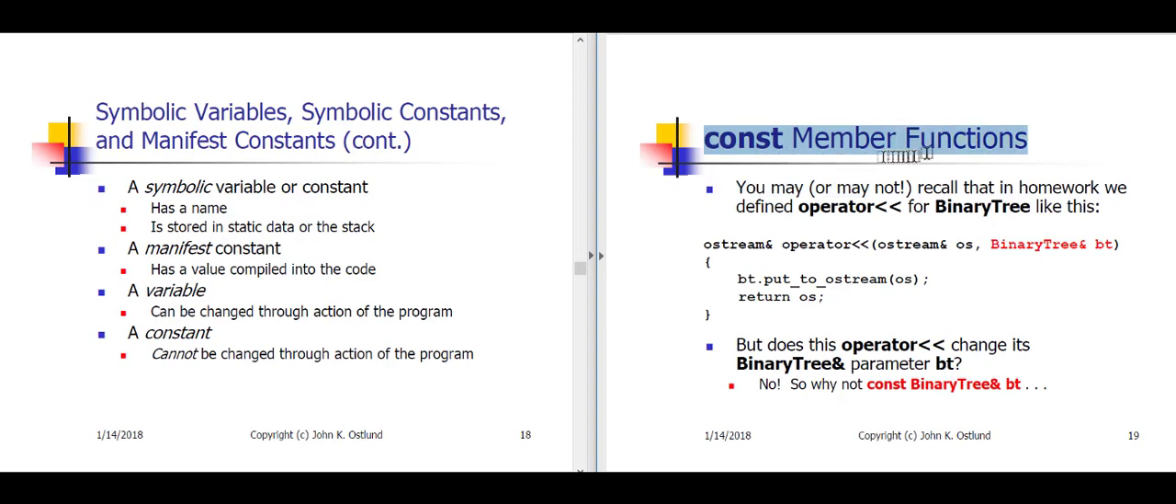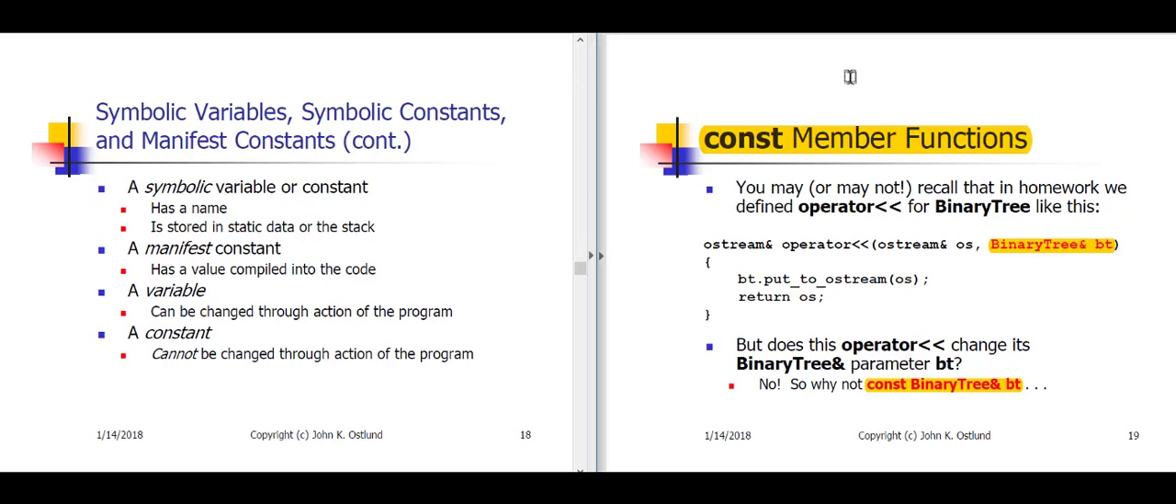Next, we're going to take a look at what are called const member functions. Now, you may recall, but you probably don't, since this was last year after all, that when we defined the insert operator for our binary tree class, the right-hand argument that we passed to the insert operator was specified as a reference to a binary tree. Now, the insert operator is not going to change that binary tree, so it's worth asking, why didn't we declare that parameter as a reference to a binary tree const?